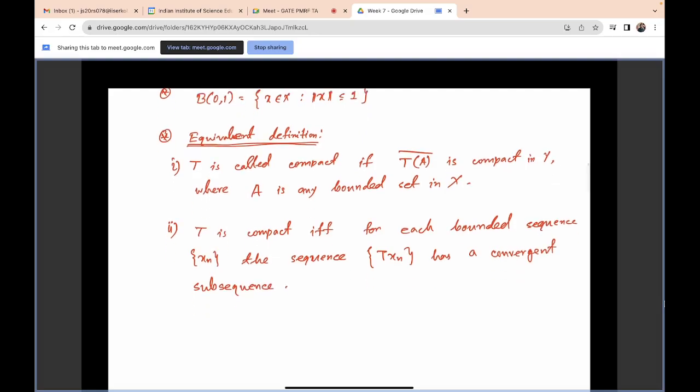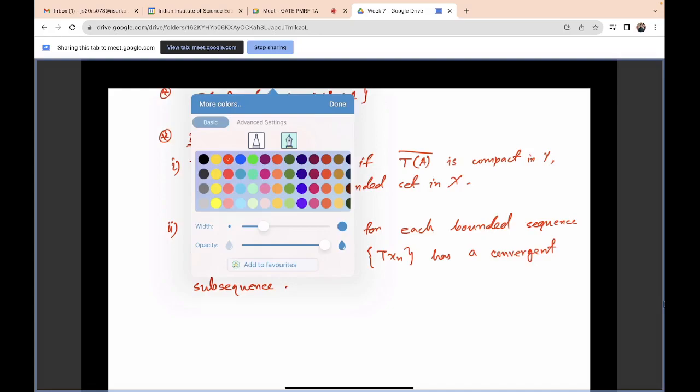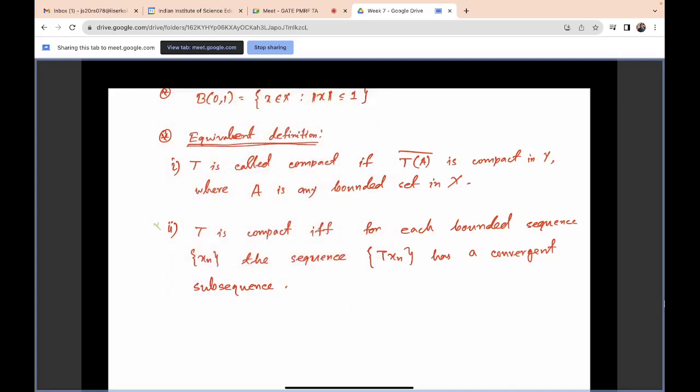Right. So we'll call T compact if for every bounded sequence xn, the sequence T xn has a convergent subsequence. So this is a very useful criterion in order to check whether an operator is compact or not. So we will use this one basically.